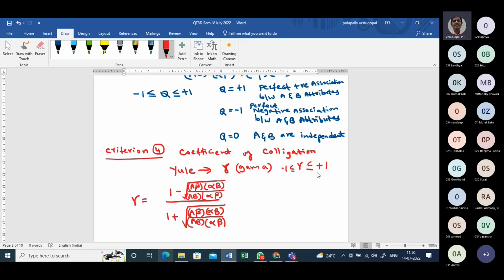If it is +1, again same story, perfect positive association. If gamma is equal to -1, perfect negative association. If gamma is equal to 0, there is no association. A and B are independent. There is no association at all. Zero association. Is that okay, children?